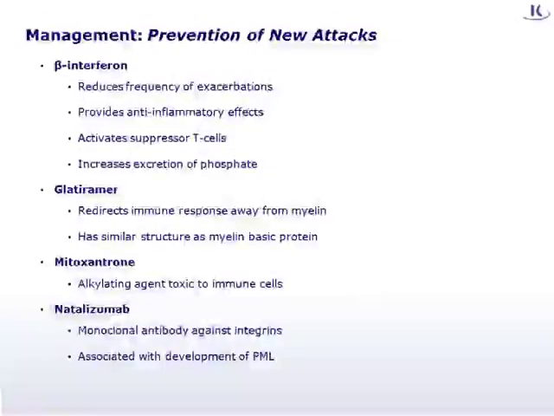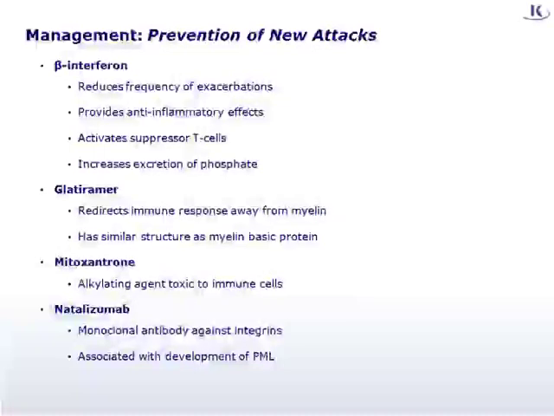2. Prevention of new attacks. Now, prevention of new attacks can be done with the help of disease-modifying drugs such as beta interferon, which helps to reduce frequent exacerbations by exerting anti-inflammatory effects. Beta interferon is thought to diminish immune response by activating suppressor T cells. Glatiramer, an immunomodulator, is used to redirect the immune system away from myelin. It's a polymer made up of a similar structure as that of myelin basic protein.